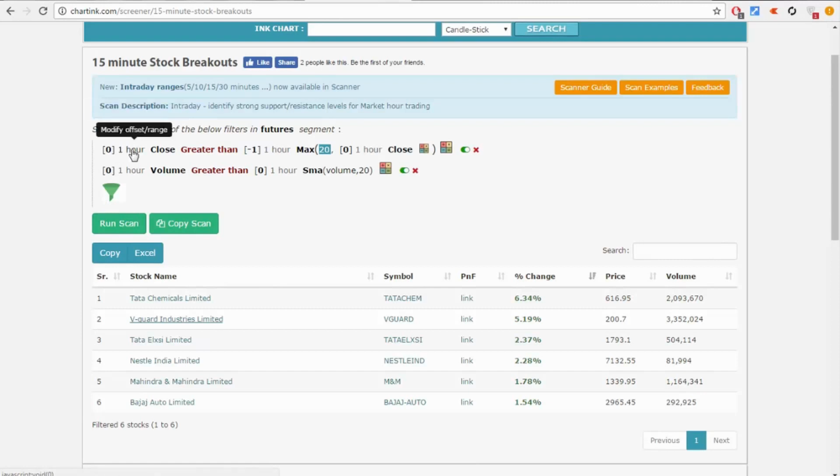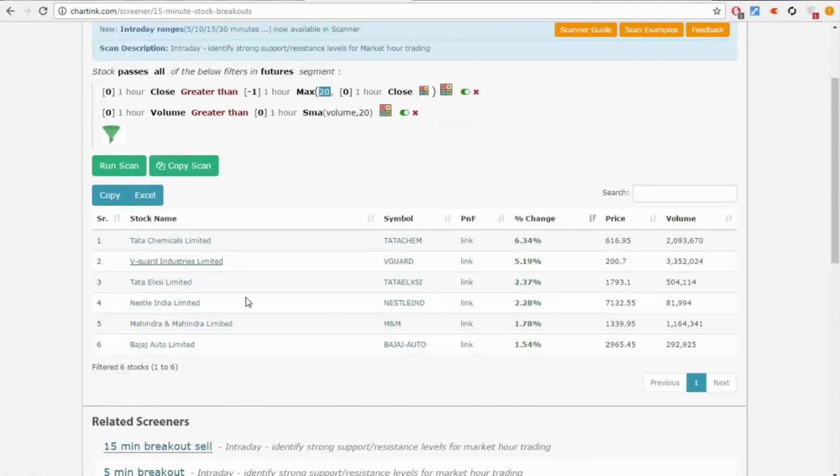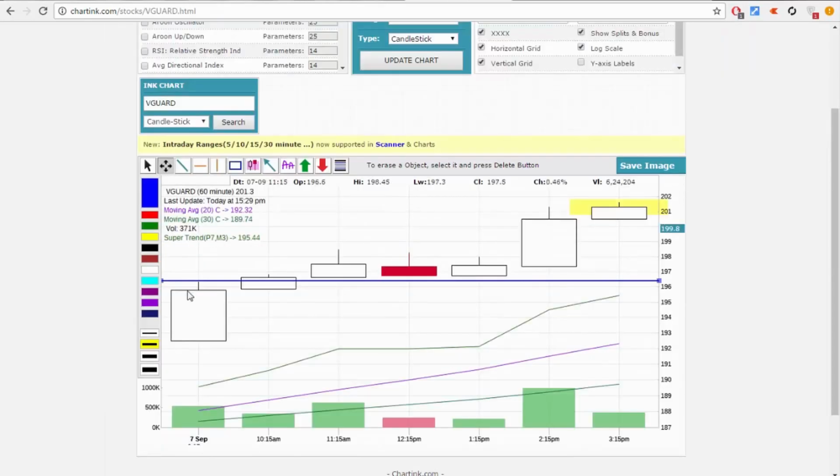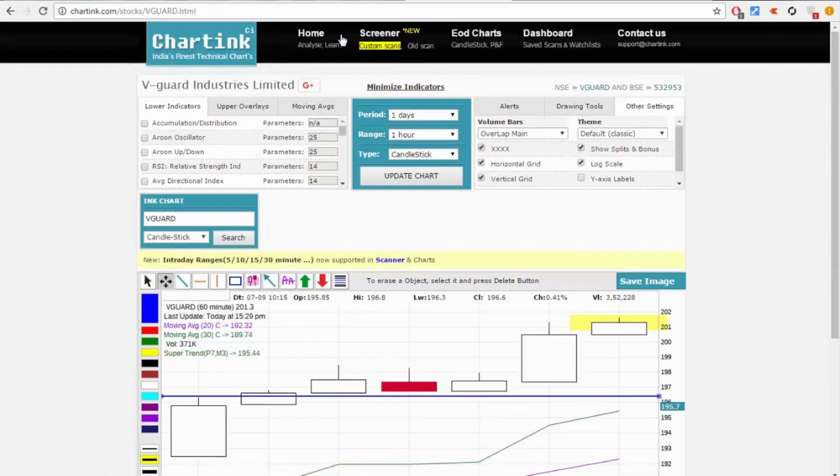If you are using the 1 hour scanner, then after 10 o'clock you just run this scan. Whenever stocks pop up here, you just check those stocks with a chart and draw the line.